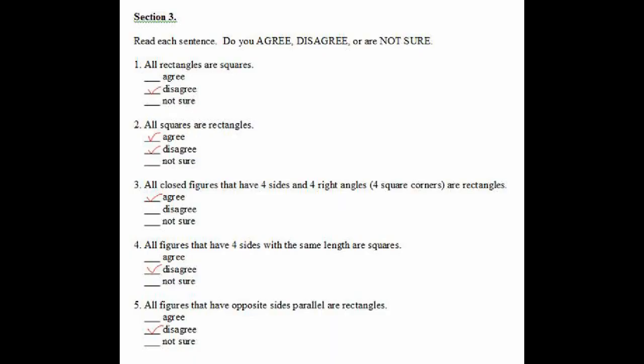I'd like to show you what a formal pre-assessment could look like. So here's an example of one that you would give before you even start a unit. You ask the student certain questions, as you can see, like if all squares are rectangles, and then they would mark what their knowledge base would be. Or number 4, which is all figures that have 4 sides with the same length are squares. Do you agree or disagree?